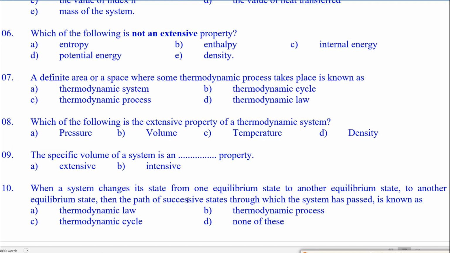After following this process, if the system returns back to its initial state, then this changing becomes the cycle, thermodynamic cycle. But it is not indicated in this question that the system is returning to its initial state, it just goes from one equilibrium state to another equilibrium state, then the path of successive states through which the system has passed is called thermodynamic process. So for question number 10, option B, thermodynamic process, is the correct answer.